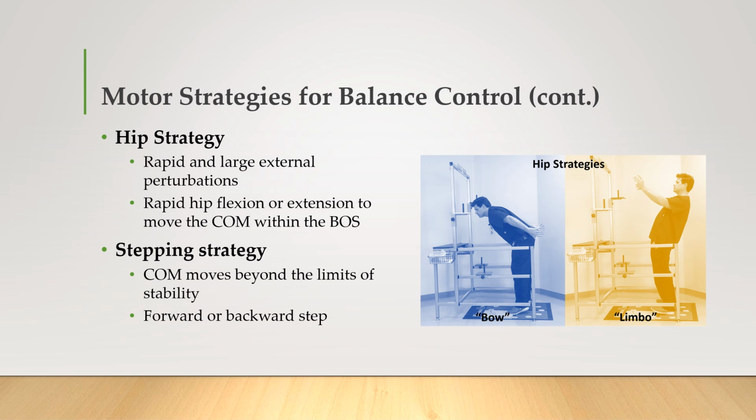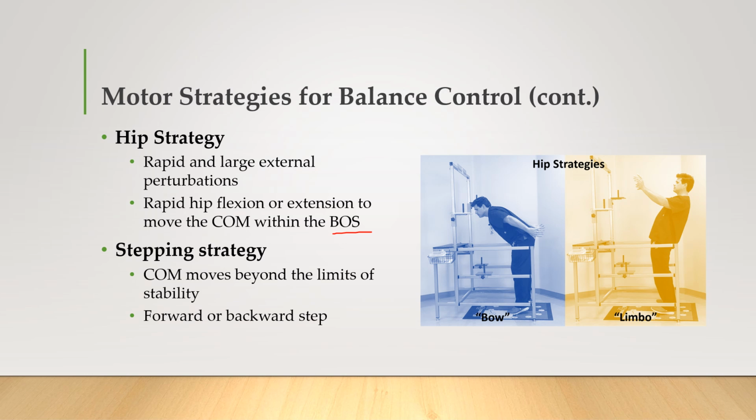So what happens with the hip strategy is we basically push our hips very far forward or very far backwards to try to maintain that center of mass over our base of support. So we're either getting rapid hip flexion or rapid hip extension instead of just dorsiflexion or plantar flexion as we see with the ankle strategy, but still anterior to posterior forces.